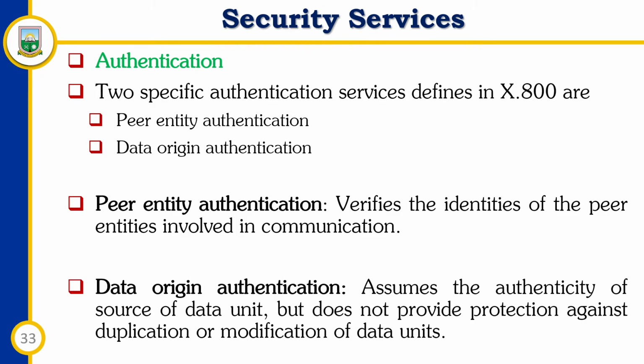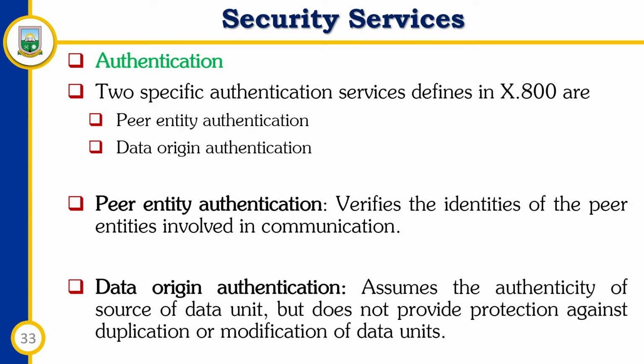Now, peer entity authentication in the X.800 model of the OSI reference model verifies the identity of the peer entity involved in the communication. It is used at the time of connection establishment and also during data transmission. Finally, it provides confidence against a masquerade attack, an adversary, or a replay attack. So that's peer entity authentication.